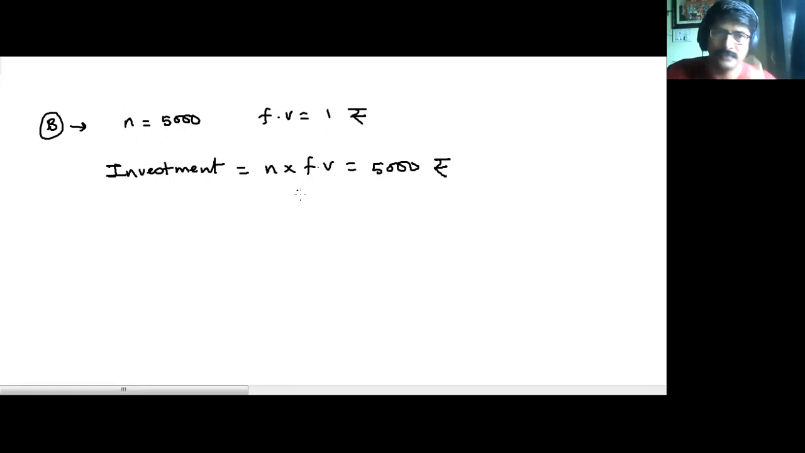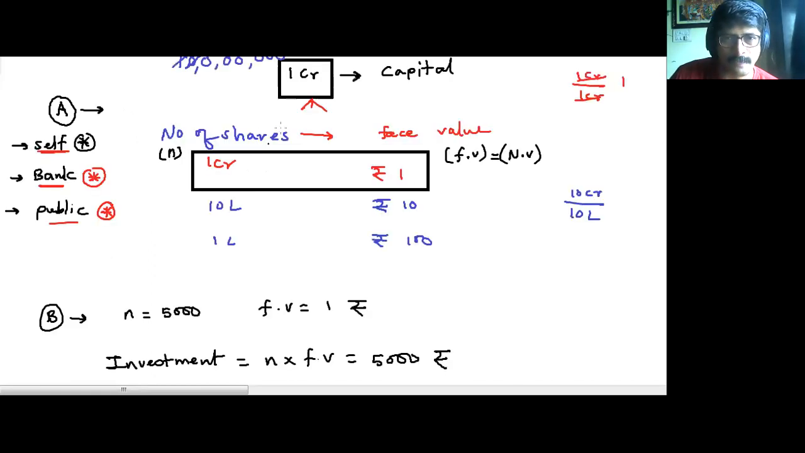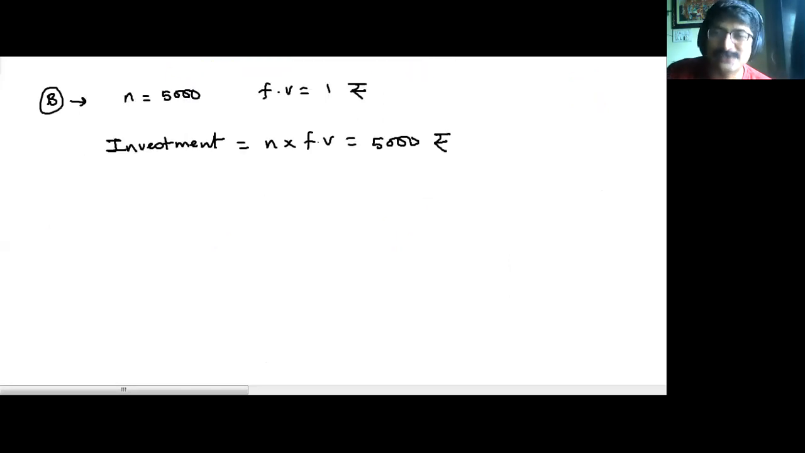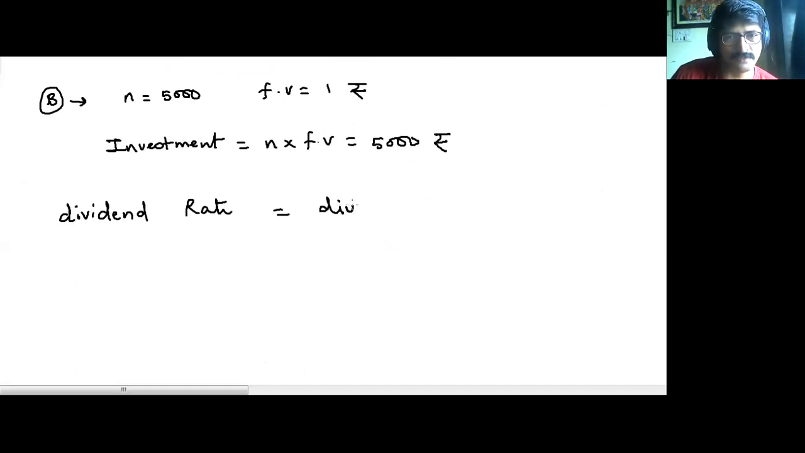Okay, now let's move ahead. Why will someone buy these shares? Why will the public buy shares of company A from Mr. A? There has to be an attractive rate of interest, and that is called the dividend rate, or it is also called dividend.